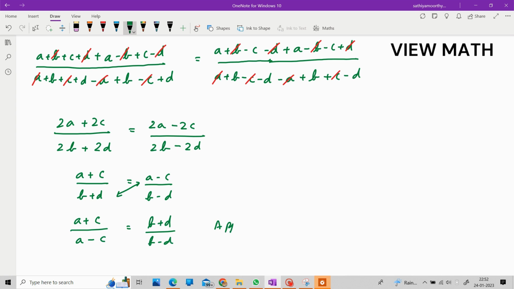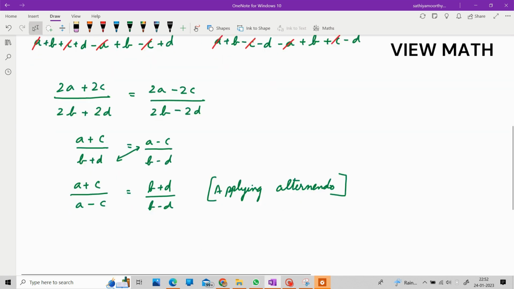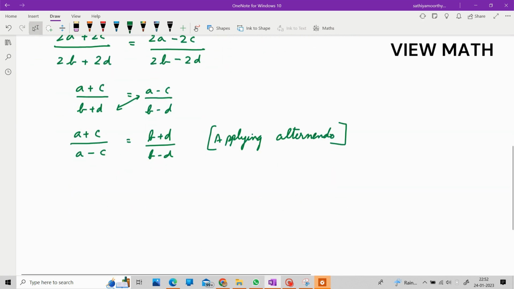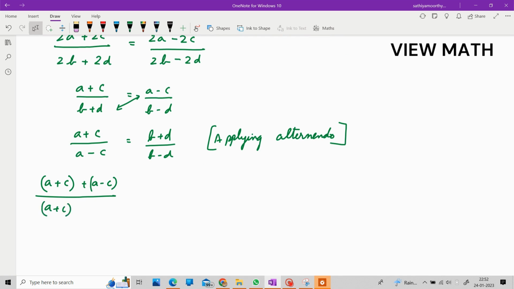Applying alternando property, just changing the right side numerator to the left side denominator. I'm getting this. Now I'm going to apply the componendo and dividendo property together. So I get a plus c plus a minus c by a plus c minus a minus c.